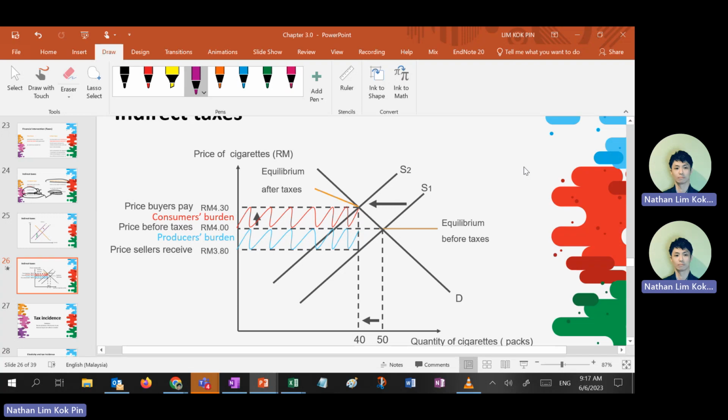There's no P1 here because this one is just normal. This one got some P2, some P. Because there's no price sellers receive here, this is not the equivalent price. This is not the old one nor the new one, so you don't need to put PE. Just put P1, PA, PB, whatever.